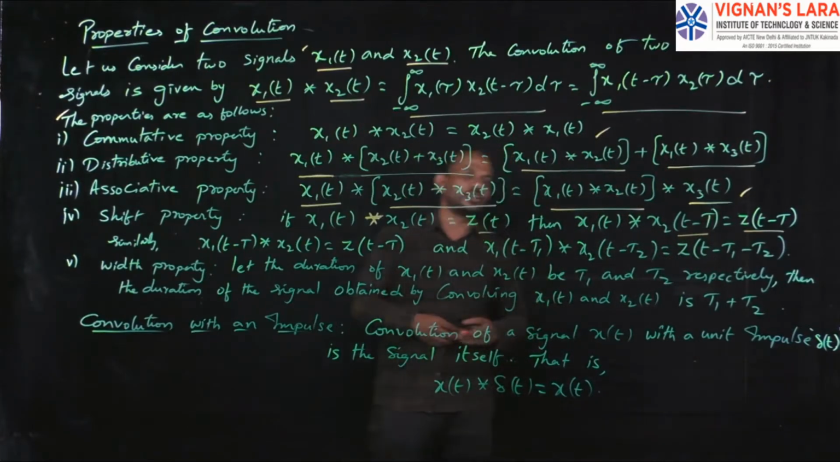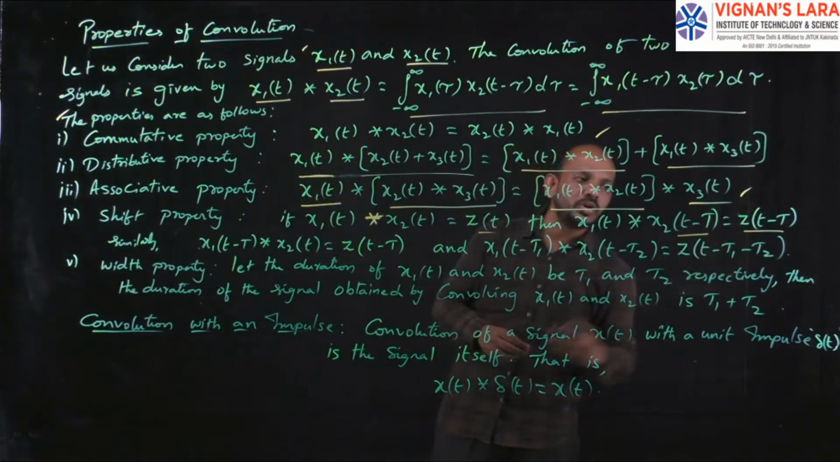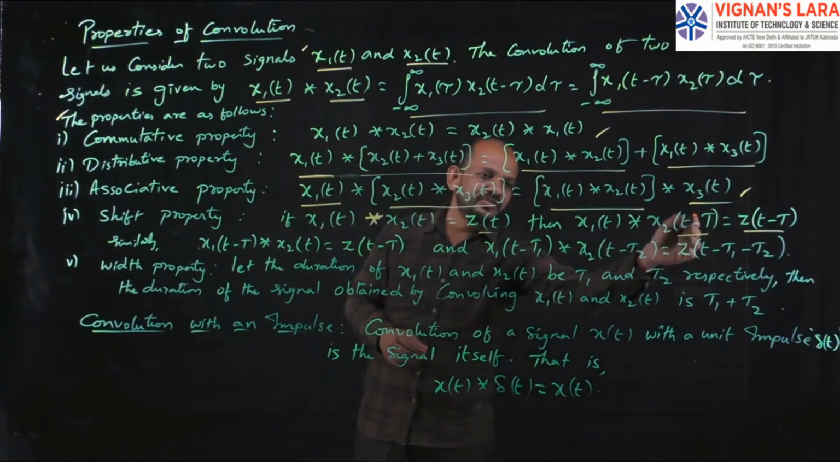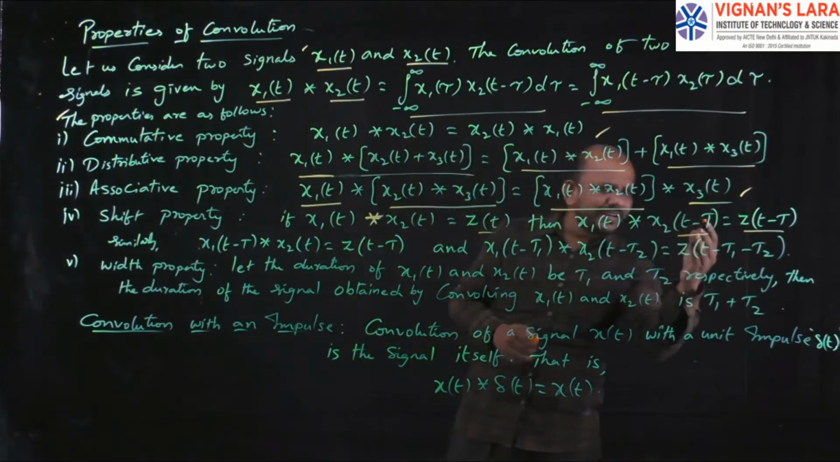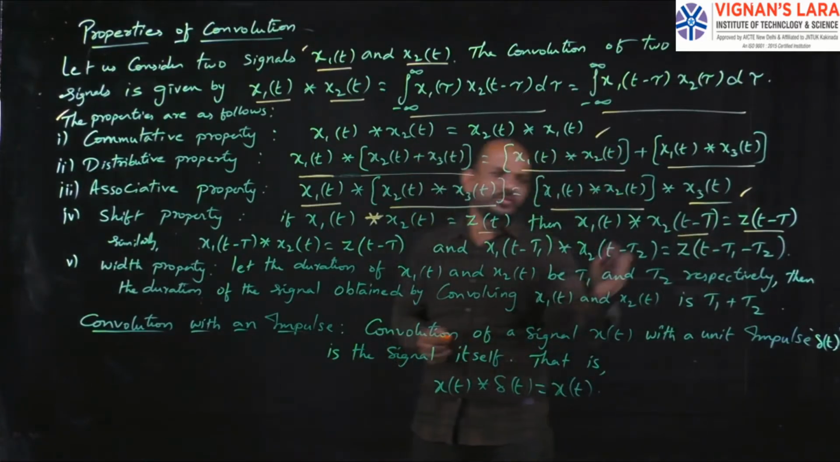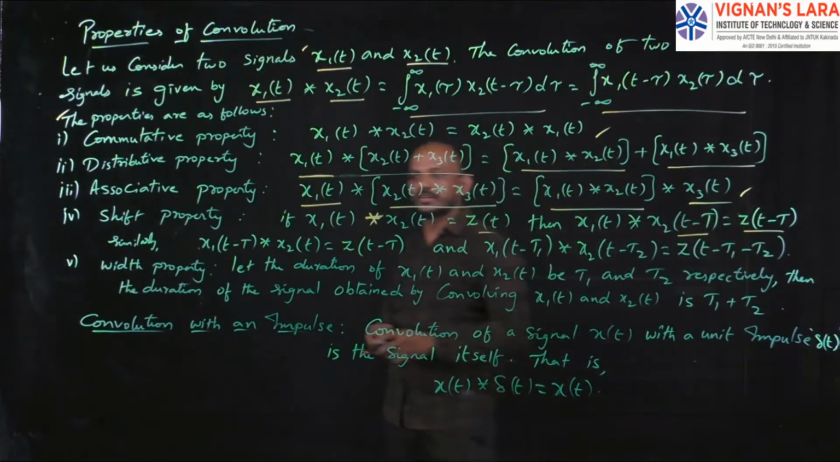Simple logic. x1(t) convolution x2(t − T) will be equal to z(t − T). Simply, it is shifted by capital T seconds, or delayed by capital T seconds. So if one of the signals, that is x2(t), is delayed by capital T seconds, then the output is also delayed by capital T seconds.